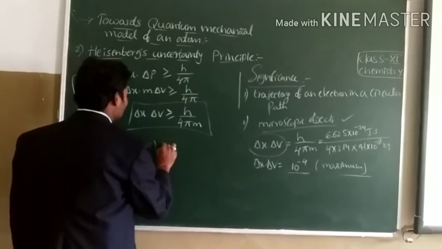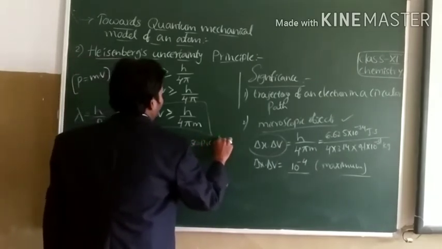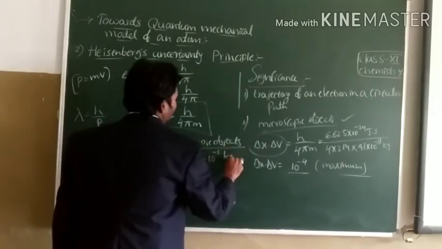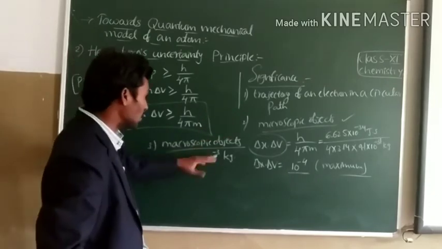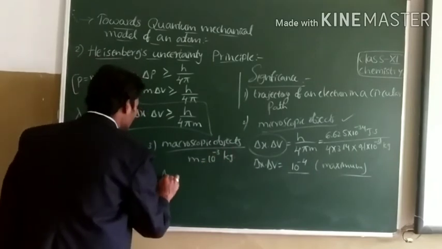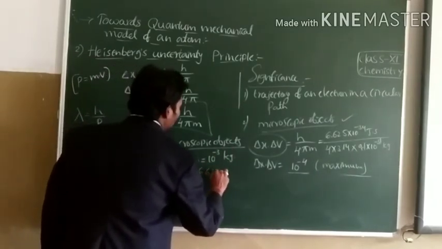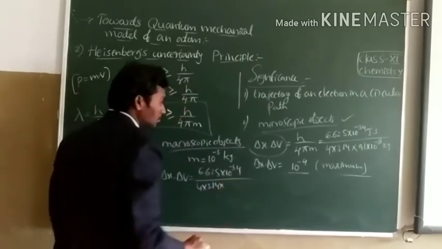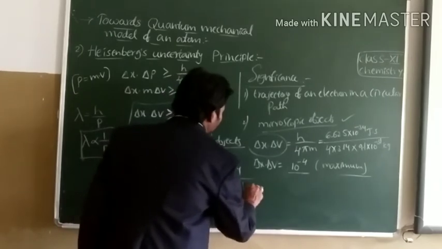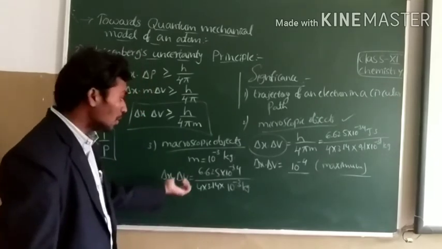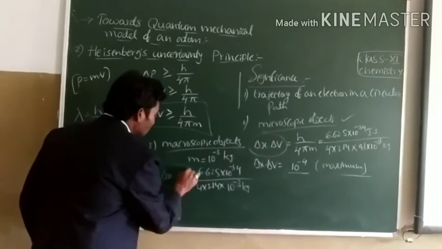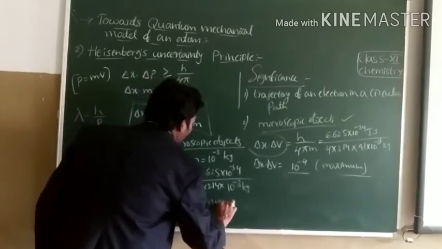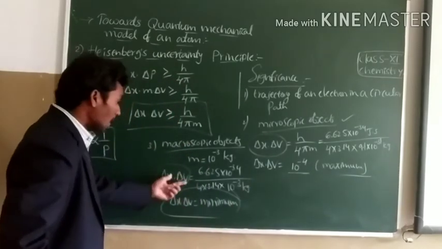But in case of macroscopic objects, let us say the mass value is 10 to the power of minus 3 kg. We want to find out the uncertainty for this object. Then use the relation delta x into delta v is equal to 6.62 into 10 to the power of minus 34 by 4 into 3.14 into the mass value, 10 to the power of minus 3 kg. If we simplify this, we will get some value. In that case, the uncertainty in position and uncertainty in velocity is minimum. When the value is minimum, uncertainty is less.